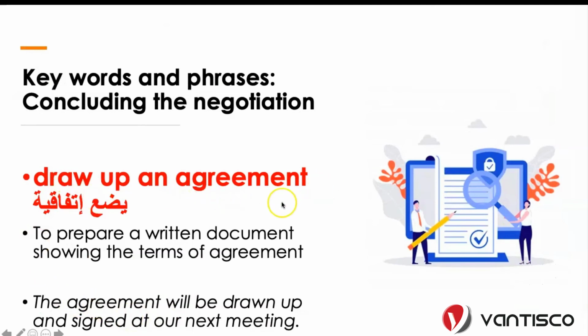Draw up an agreement يعني يضع اتفاقية. To prepare a written document showing the terms of agreement. عادة بتكون written document مثل contract لازم يكون مكتوب، وبقلب هيدا written document لازم يكون في شروط الاتفاقية. So the agreement will be drawn up and signed at our next meeting. لازم الاتفاقية تكون انوضعت وانمضت بخلال الاجتماع القادم.